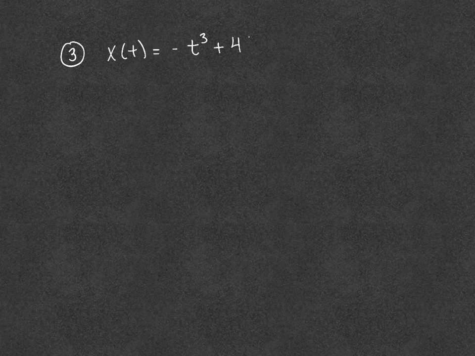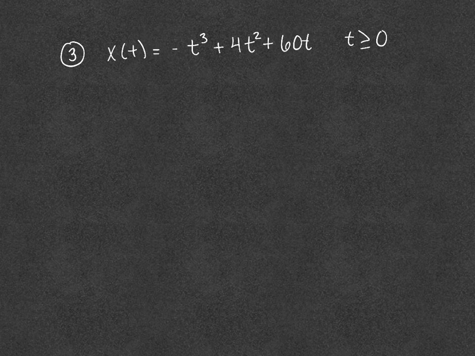Okay, so I'd like to just quickly do one more problem. Let's label this problem number 3, and we'll say the standard position x of t is negative t to the third plus 4t squared plus 60t for when time is greater than or equal to 0. And same conditions as before, I'd like to find where the function is at rest and where it moves right and left and changes direction. So the first thing we need to do is find our v of t function. So v of t is our derivative, so negative 3t squared plus 8t plus 60.